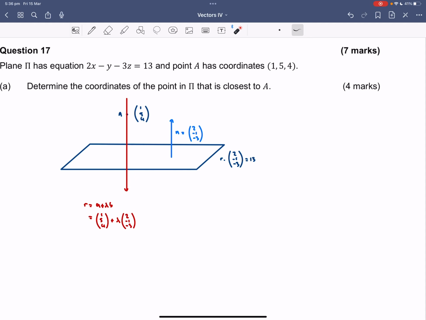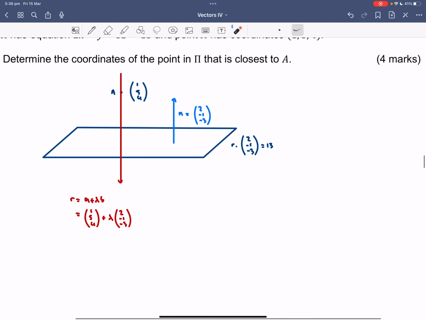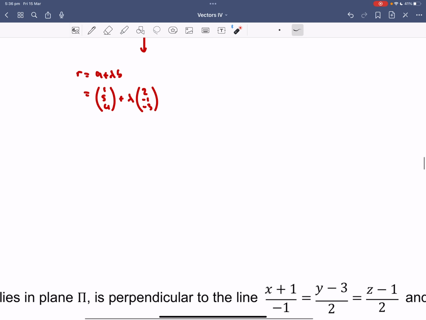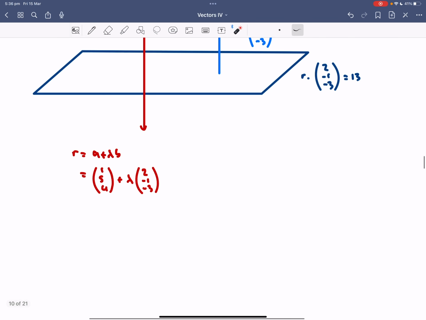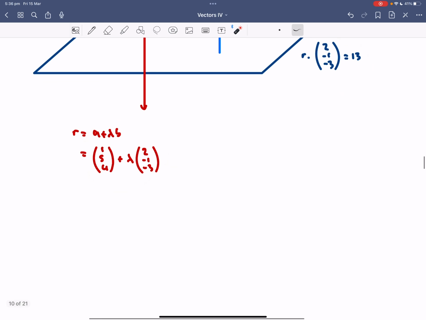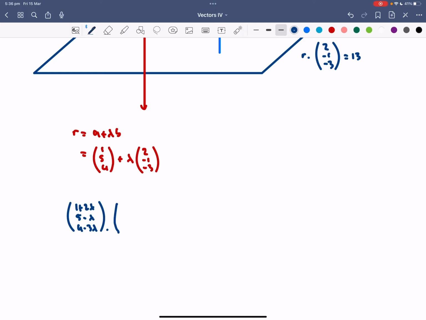Now, be smart. Use your ClassPad to maximum capacity. I know you can manually work out where this hits this. The manual way, which I would not recommend anybody does, to find the intersection of a line and a plane is to sub the line into the plane. So the line is 1 plus 2 lambda, 5 take lambda, and 4 take 3 lambda. We can sub that line into the plane equation, so (2, -1, -3) dot the line is 13, and you can solve for lambda.